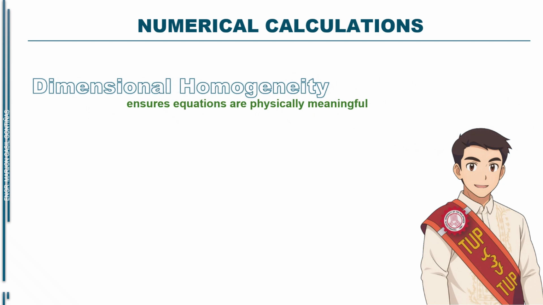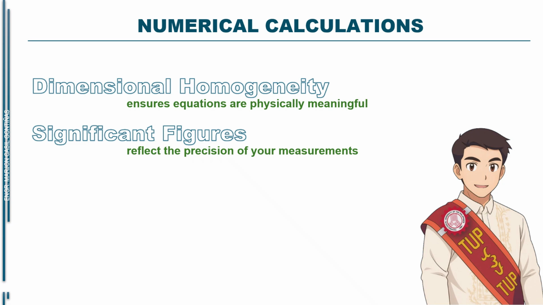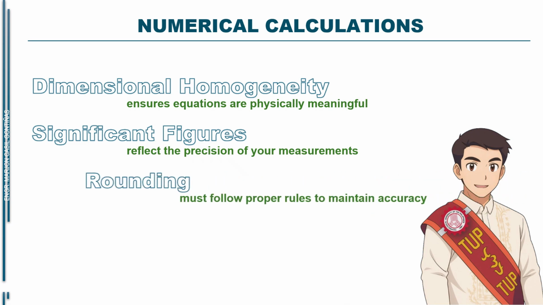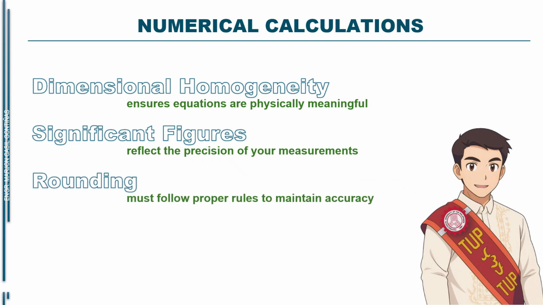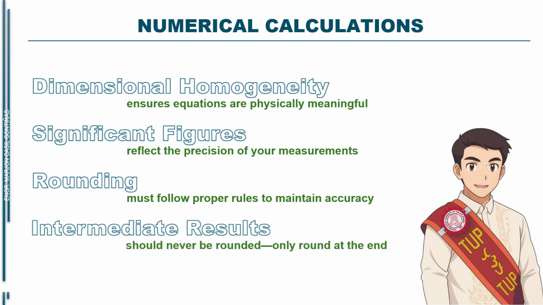To sum it all up, dimensional homogeneity ensures equations are physically meaningful. Significant figures reflect the precision of your measurements. Rounding must follow proper rules to maintain accuracy, and intermediate results should never be rounded. Only round at the end. These may seem like small things, but they make a big difference in engineering precision and professionalism.